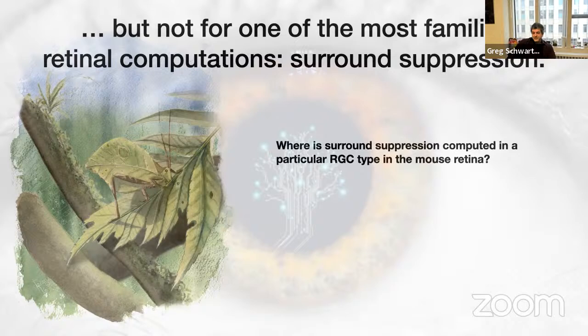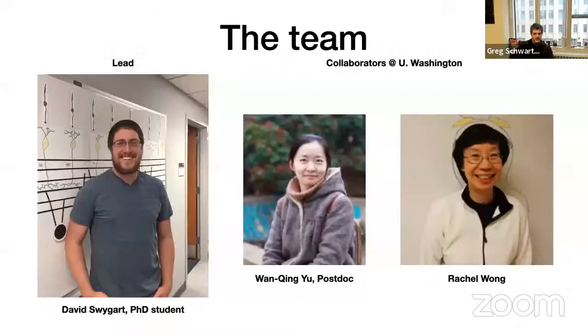So I'm going to answer these questions. Where is surround suppression computed for a particular ganglion cell type, and two types actually, in the mouse retina? And what is the computational unit? So first, let me just introduce the team. This project has been entirely led and excellently performed by David Swygart in my lab, who's a senior PhD student who's done an incredible array of different techniques here. So you'll see lots of different kinds of recordings and analysis, and that's all David really. And then our collaborators at UW, Wan Cheng and Rachel, have worked on some amazing EM reconstructions that I'll show you.